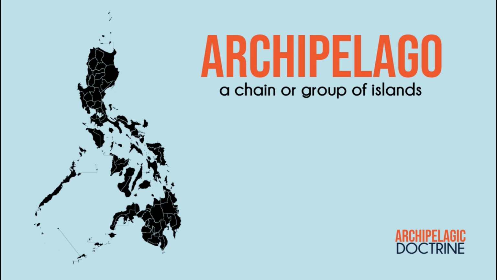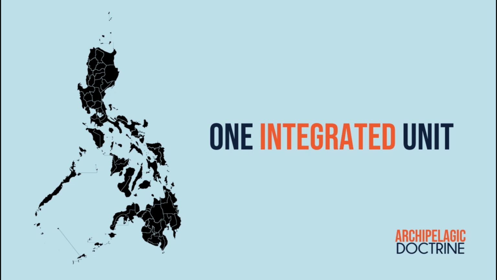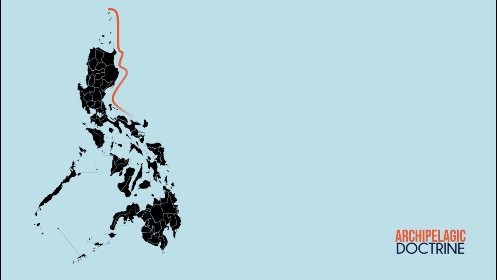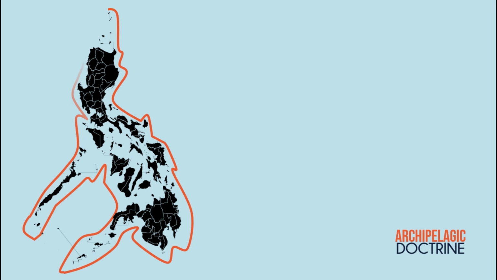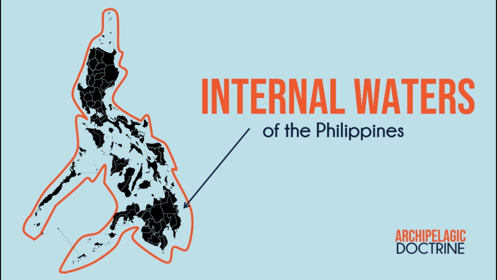According to this archipelagic doctrine, the Philippine archipelago is considered as one integrated unit, instead of being divided into 7,107 islands. The outermost of the archipelago is connected with straight baselines, and all the waters inside the baselines are considered as internal waters of the Philippines. To make it easier for us to understand the internal waters, let's remember this code.